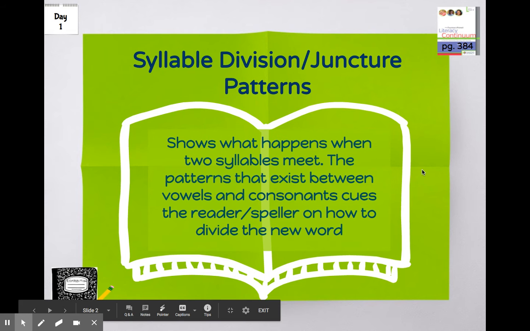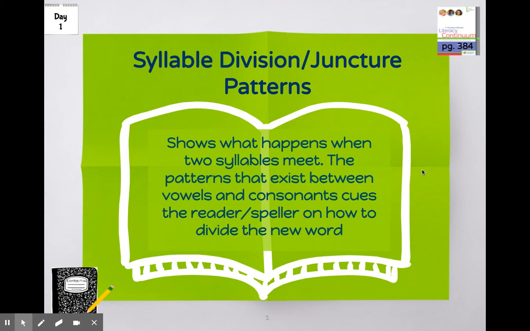This week in word study, we're going to talk about syllable division and junction patterns. Last week we talked about VCCV words, and this week we'll talk about VCCCV words. So these syllable divisions and junction patterns show what happens when two syllables meet. The pattern that exists between the vowels and the consonants cues the reader or the speller on how to divide the new word.